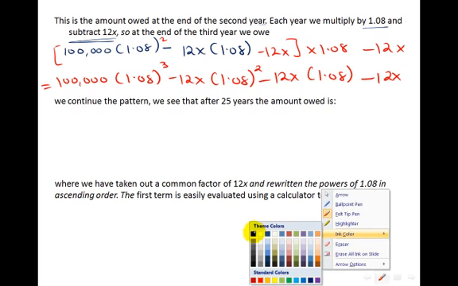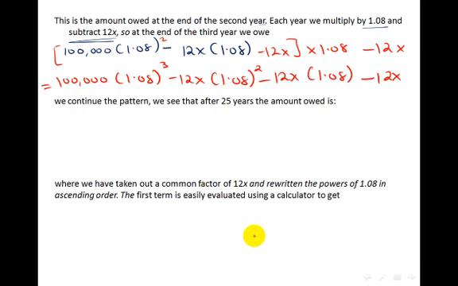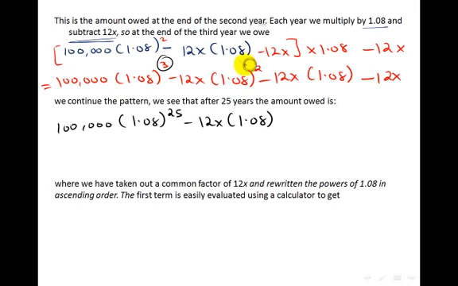So you can see here that doing this sum for the next 25 years will be very difficult, so the pattern is going to continue. So we see that after 25 years the amount that will be owed is, using the same pattern, I'm going to do this one. If it is on the third year, so on the 25th year it will be 25 here. Look here, always the 1.08 is less than this one by 1, so it will be here to the power of 24, minus 12x to the power of 23, and so on, till it's just minus 12x.